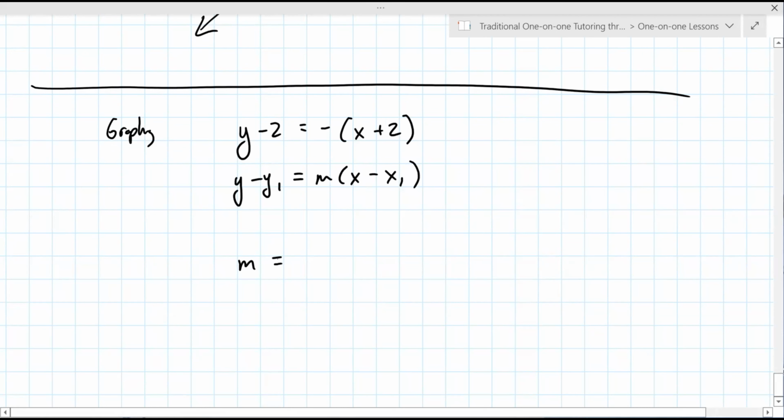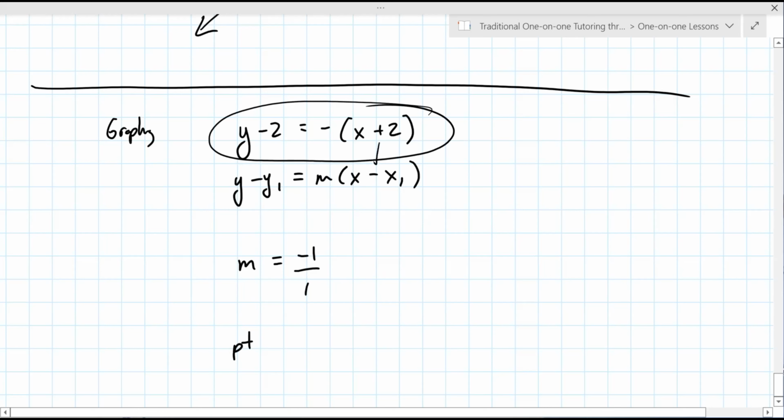What is the slope of this equation up here? The slope is -1, and we're going to write that as -1 over 1. We need the point this time, not the b value, so I want you to be very careful. If the signs are opposite, which they are here, what is the x value? -2. And then how about here? The signs are the same, so +2.